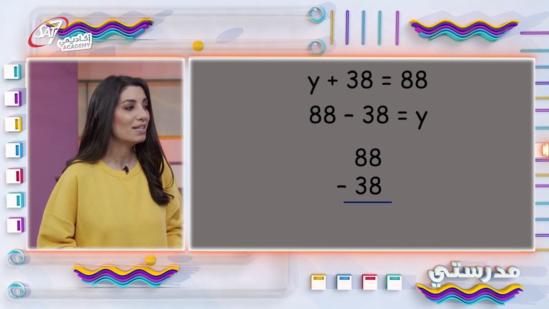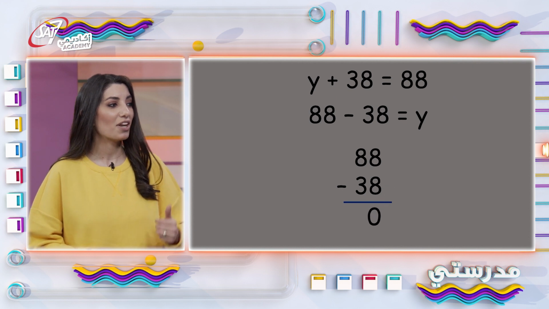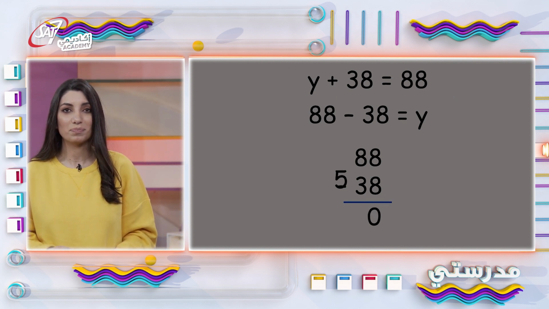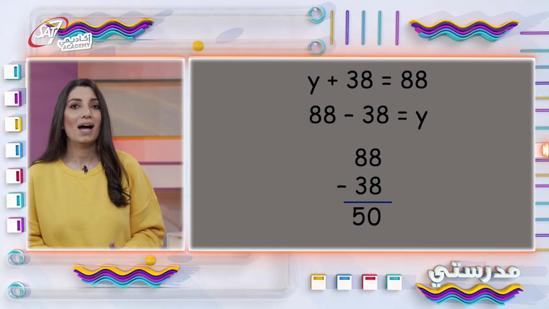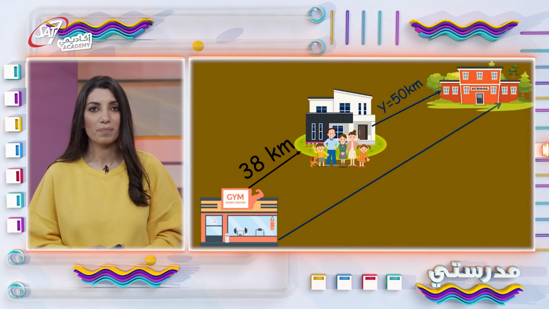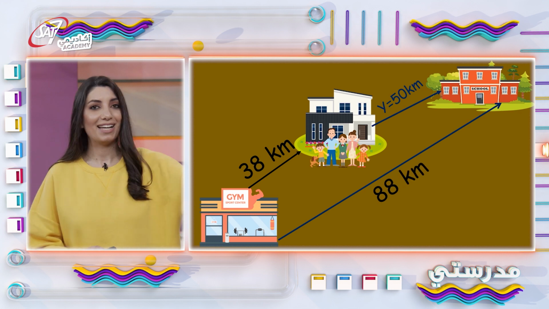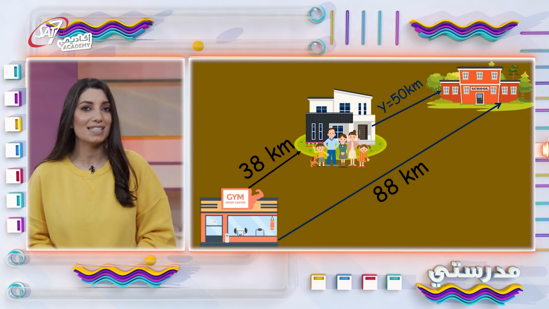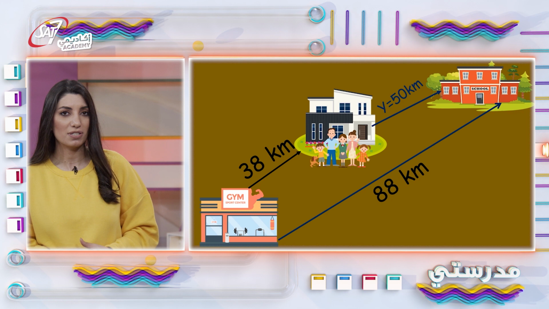8 minus 8 is 0. 8 minus 3 is 5. The distance from my house to the school is 50 kilometers. 38 and 50 make the total distance 88 kilometers.